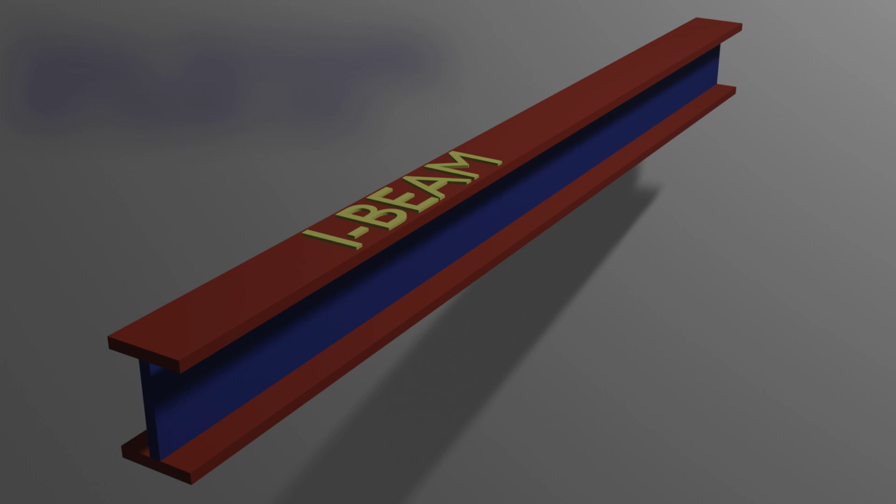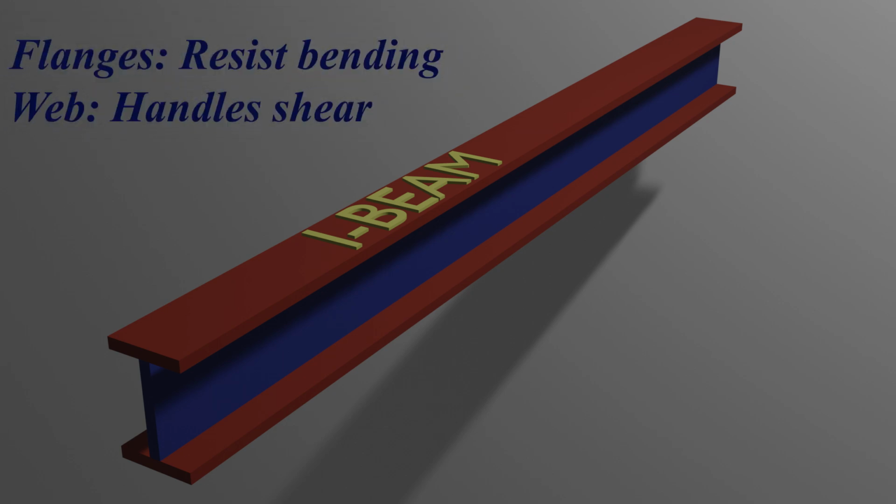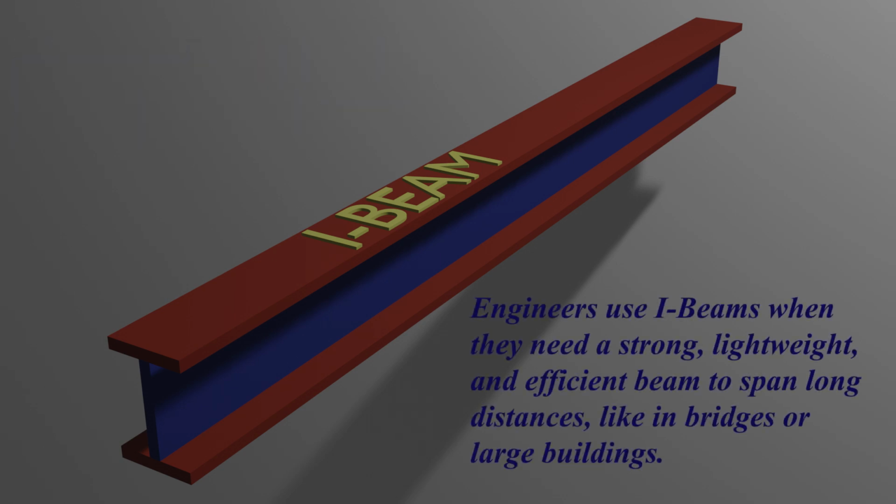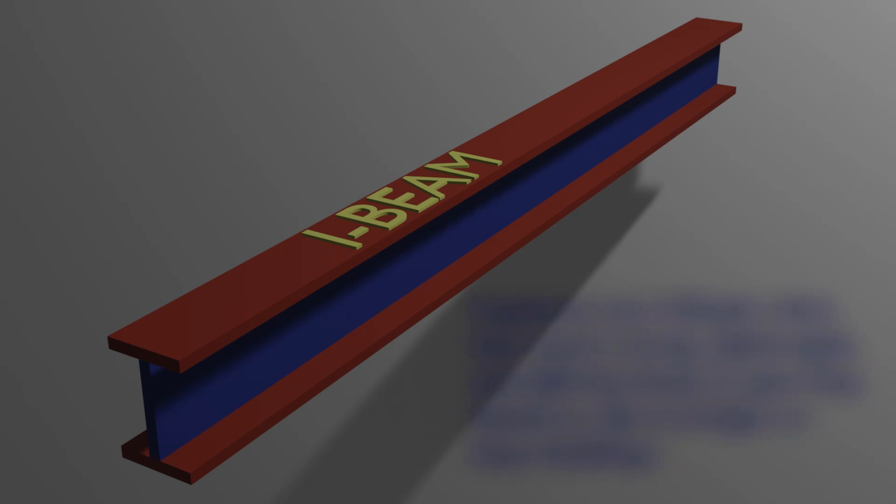These beams are commonly used in building frameworks, bridges, and industrial structures because of their ability to support heavy loads over long spans. Engineers use I-beams when they need a strong, lightweight, and efficient beam to span long distances, like in bridges or large buildings.